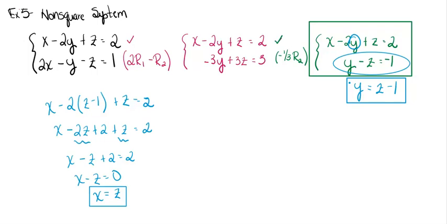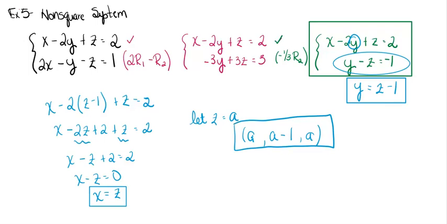So what I'm going to do, just like we did before, is I'm going to let my z equal a, for any number, right? So in my ordered triple, my z is going to be a. And then my y is going to be in terms of that. So it's whatever number I choose for z, minus 1, because y is z minus 1. And my x, because my x has ended up being z, that is also going to be an a.